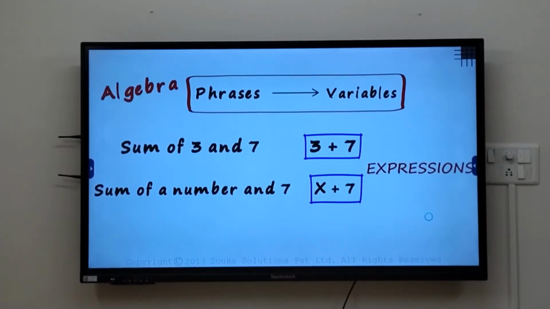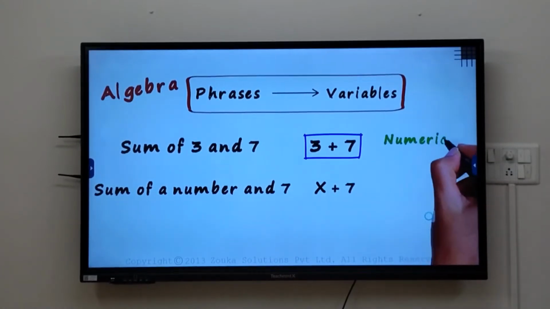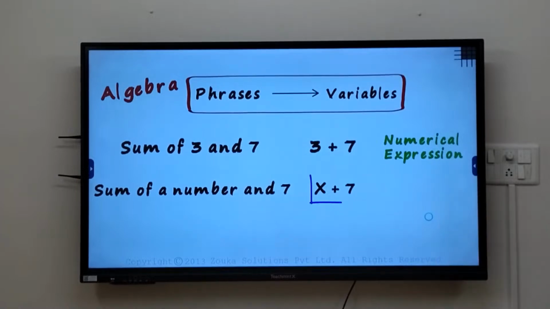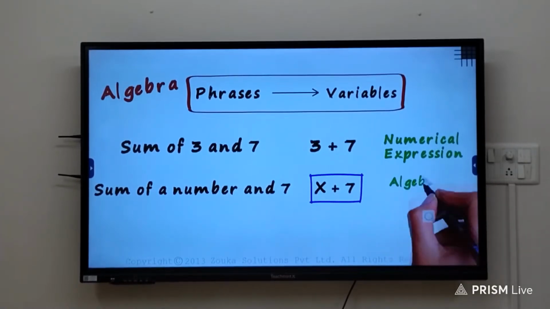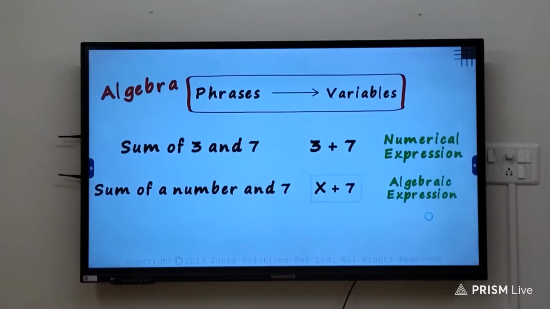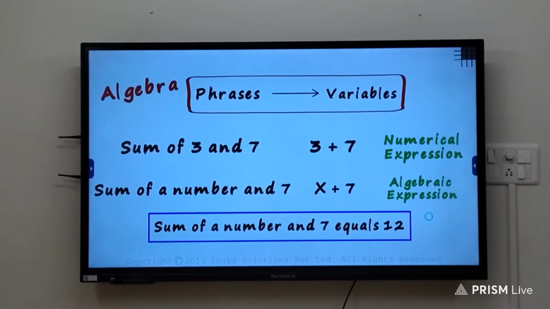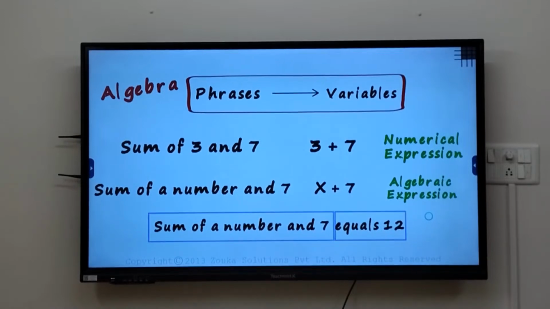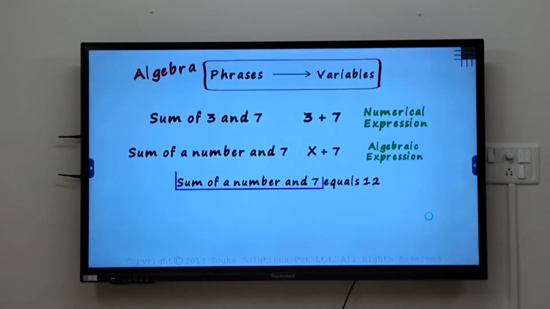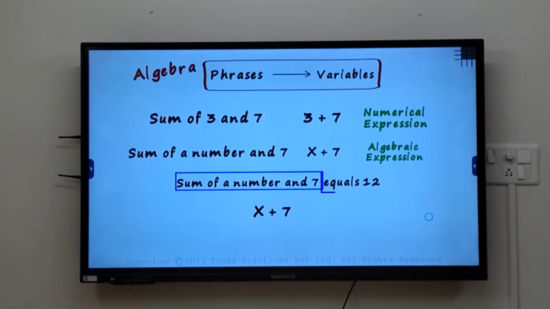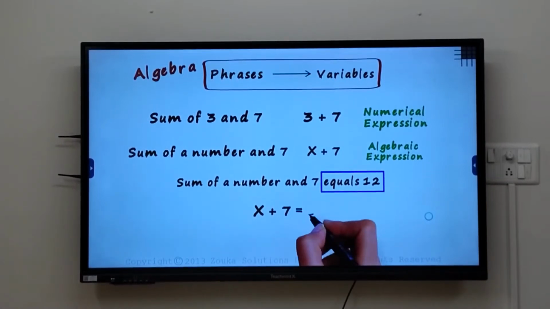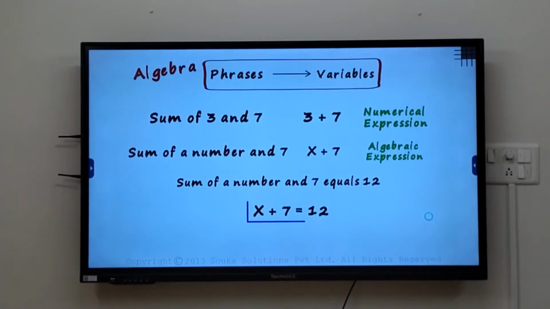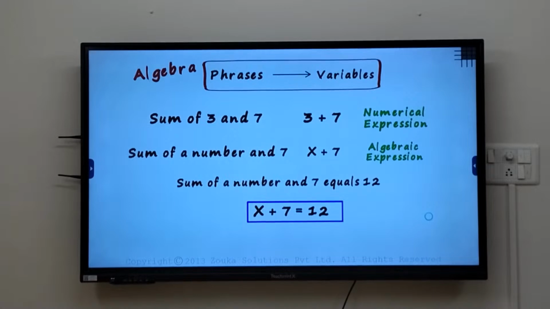Both these are called expressions. As this involves only numbers, it's called a numerical expression. And because it involves variables, it's called an algebraic expression. Now look at this line. Sum of a number and 7 equals 12. Now it gets interesting. Let's break it into parts. Sum of a number and 7 can be written as x plus 7 equals 12 can be written as equal to 12. We wrote this phrase as x plus 7 equals 12.